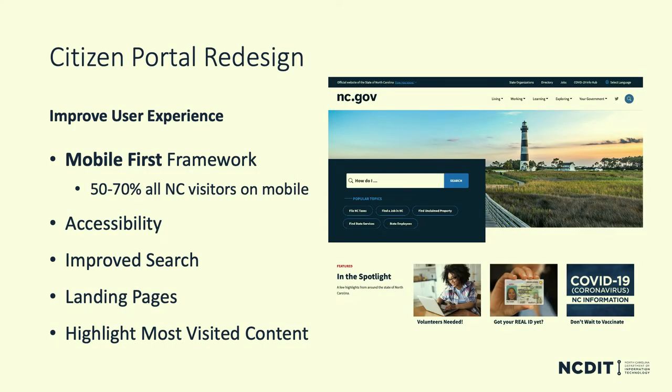So this particular project was a redesign of the main website for the state, NC.Gov, and we really wanted to improve the user experience. When I was looking at what we use for the theme, mobile first really was, of course, foremost. Our analytics are showing that 50 upwards to 70% of all visitors to some of our sites are coming on a mobile device. That was very important. We also wanted a platform framework that was very focused on accessibility. That's a requirement for us as a government that's baked in.